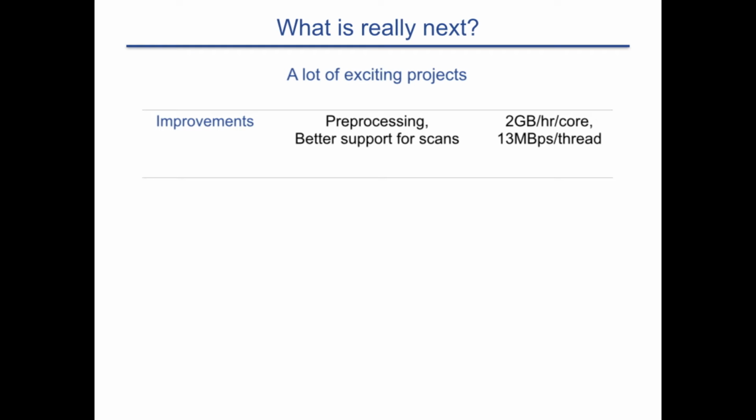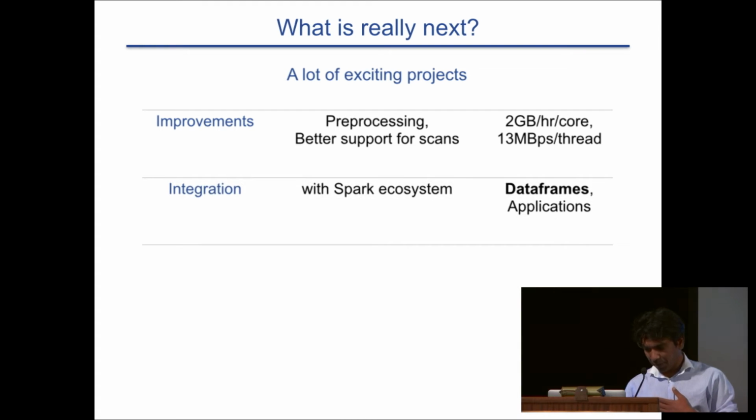But we are doing a lot of work in making pre-processing really, really fast, and better support for scans, because sequential throughput is kind of low in Succinct. So if you have queries where you have to scan the entire data set, then you have to decompress it, and this is a standard problem. But we are trying to make it faster.